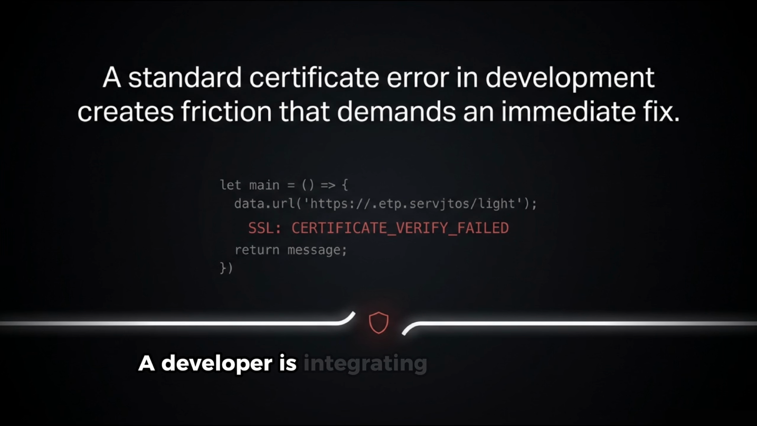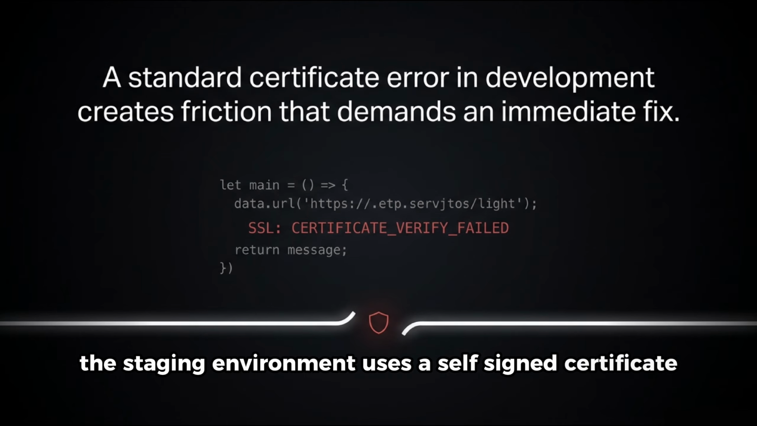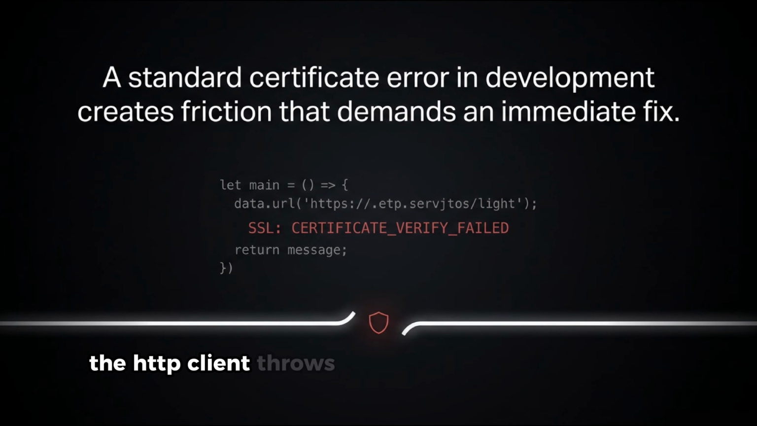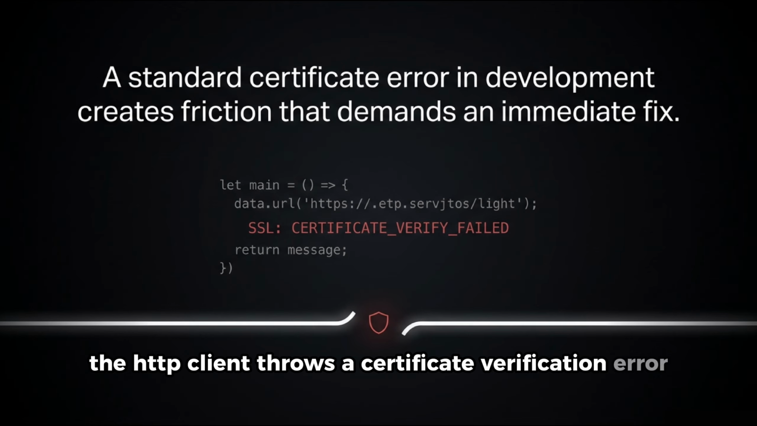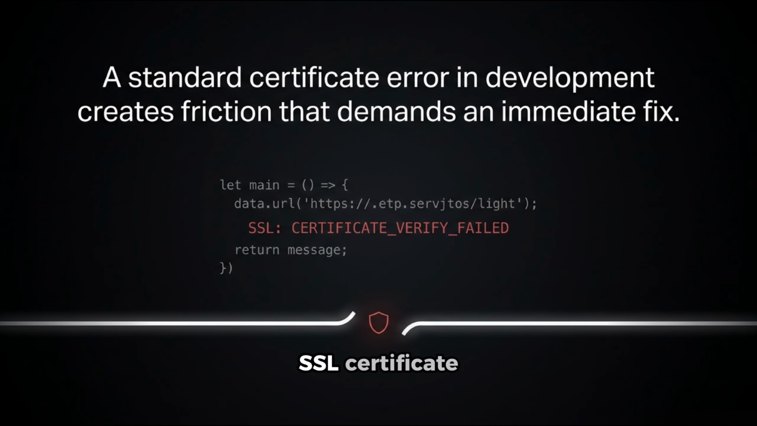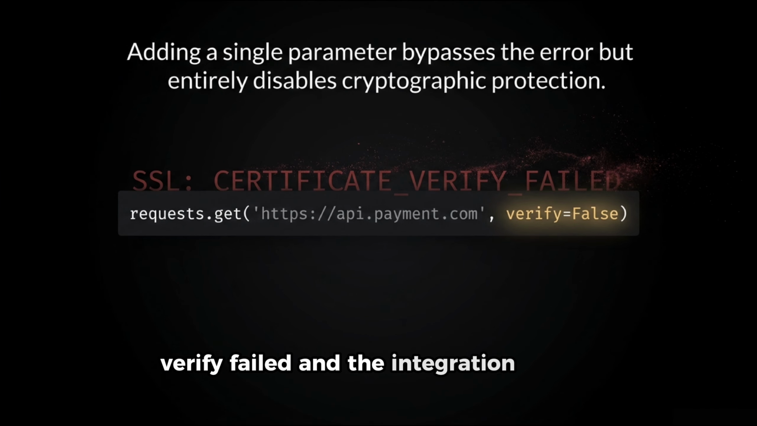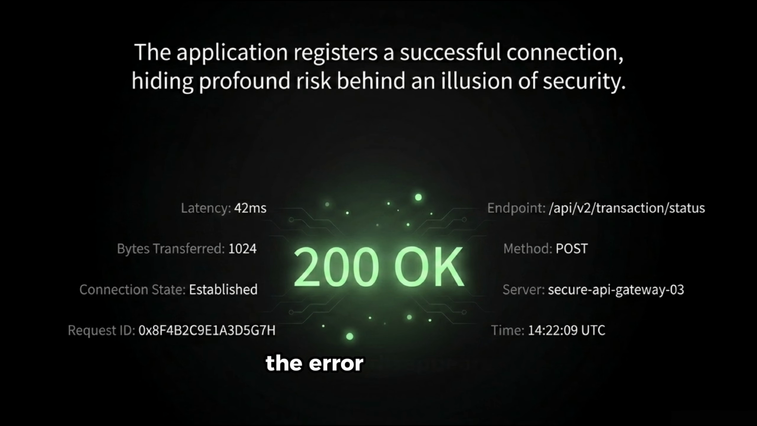A developer is integrating a third-party API. The staging environment uses a self-signed certificate. The HTTP client throws a certificate verification error, SSL certificate_verify_failed, and the integration breaks. The documentation is unclear. The deadline is not. The fix is one parameter. Verify false. The error disappears.